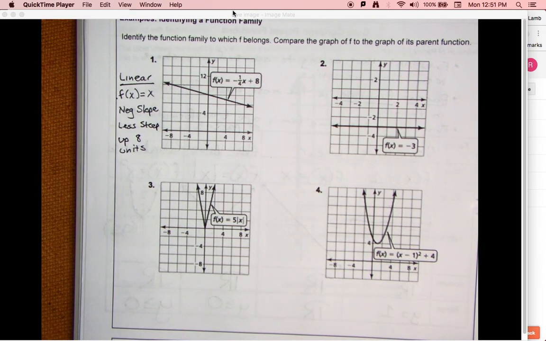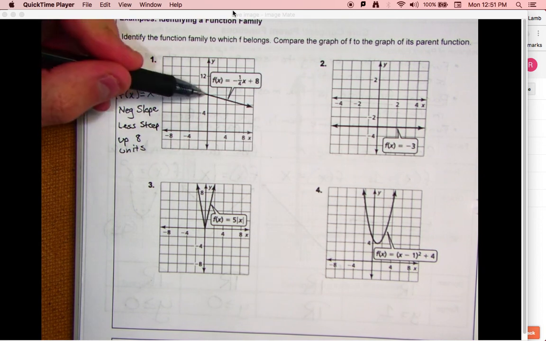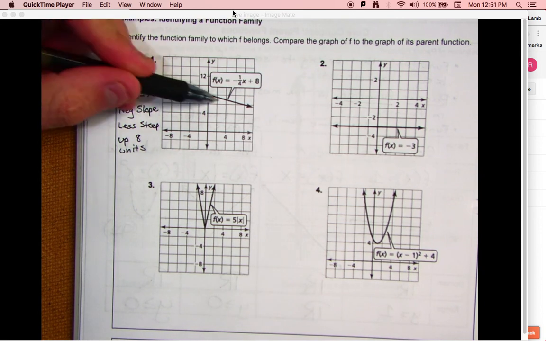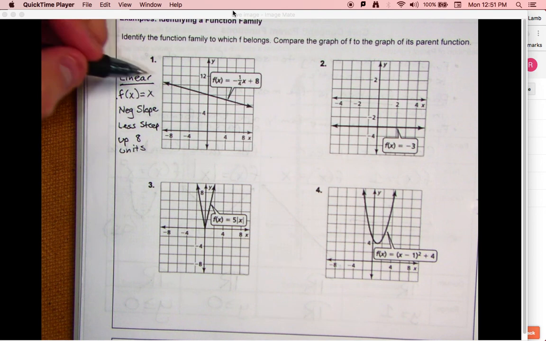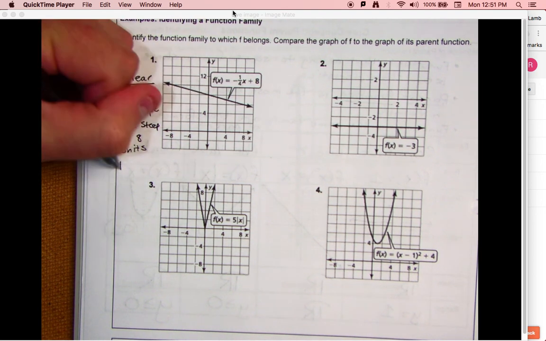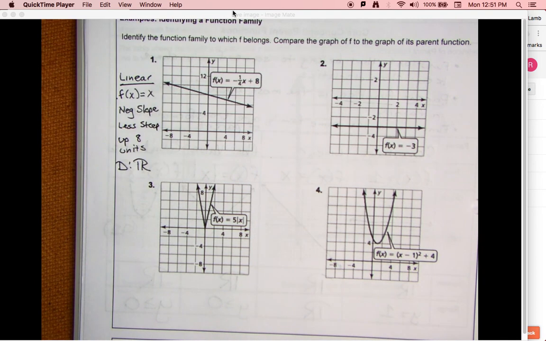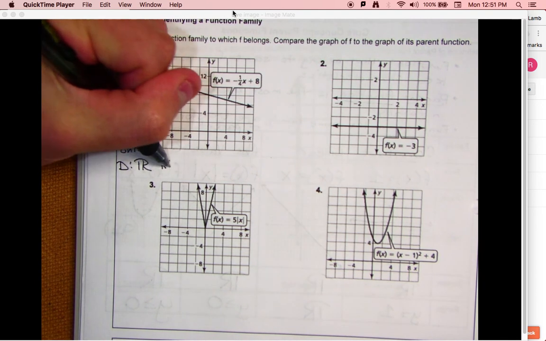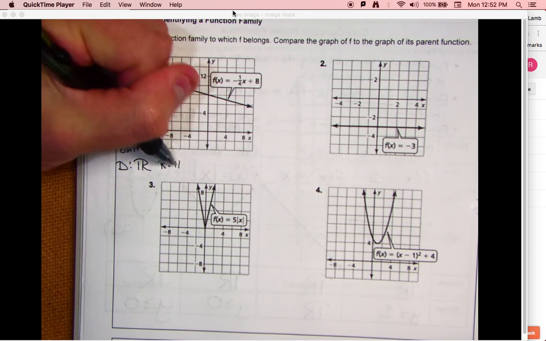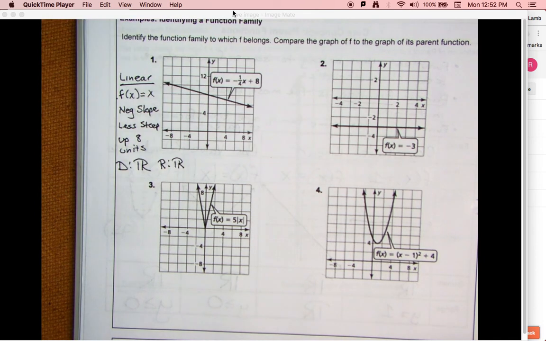Now, what about the domain and range? Has that changed at all? Not at all. Okay, you can see it still goes up and to the left, down and to the right, so it still goes to the right and left. So the domain is all real numbers. And similarly, the range goes up and down forever, all real numbers.